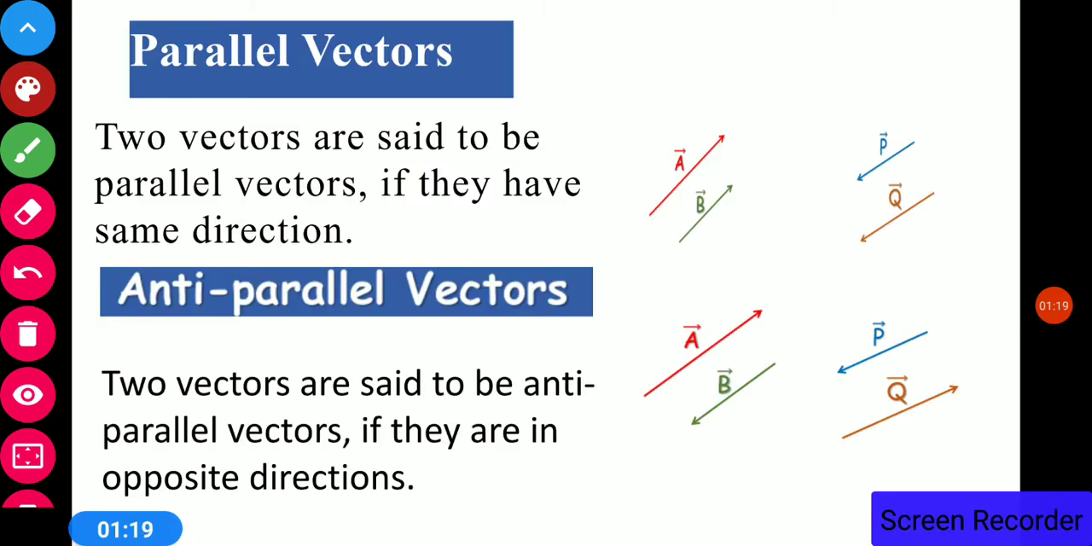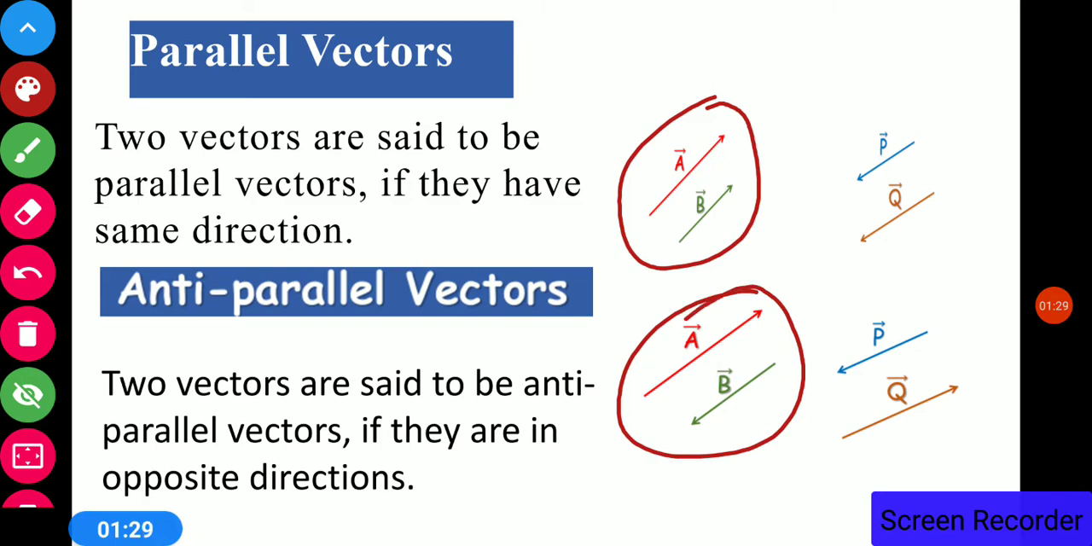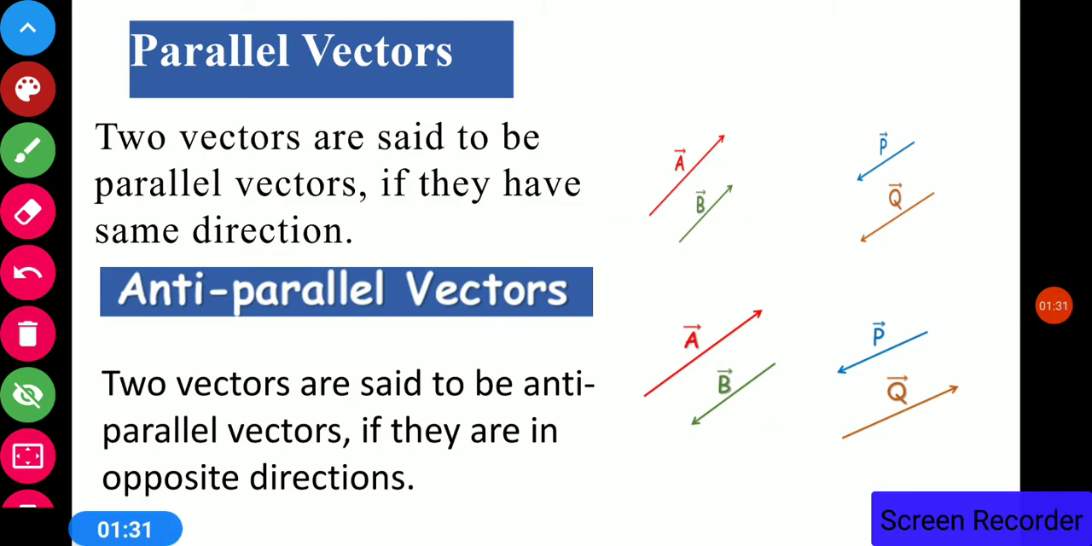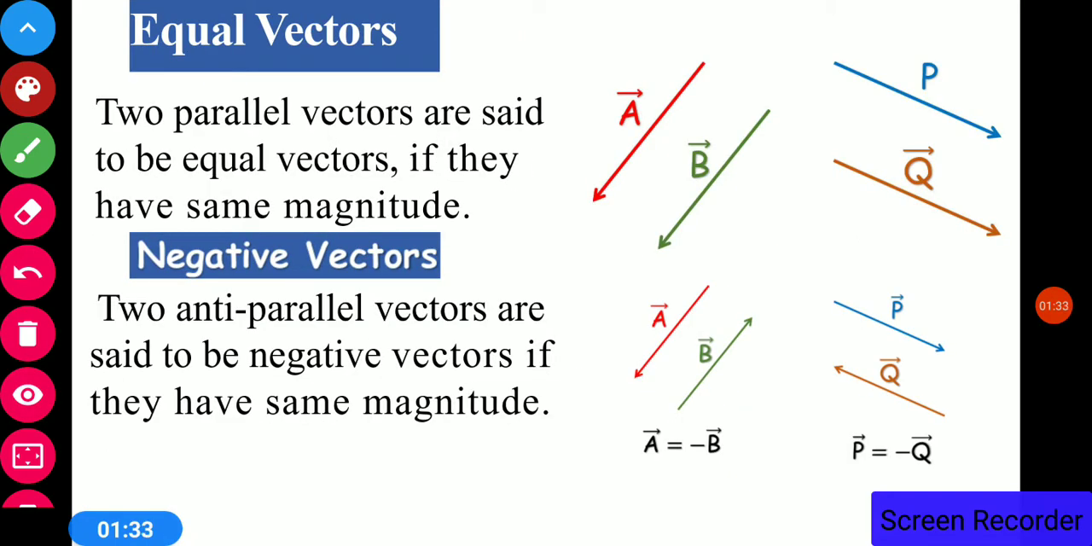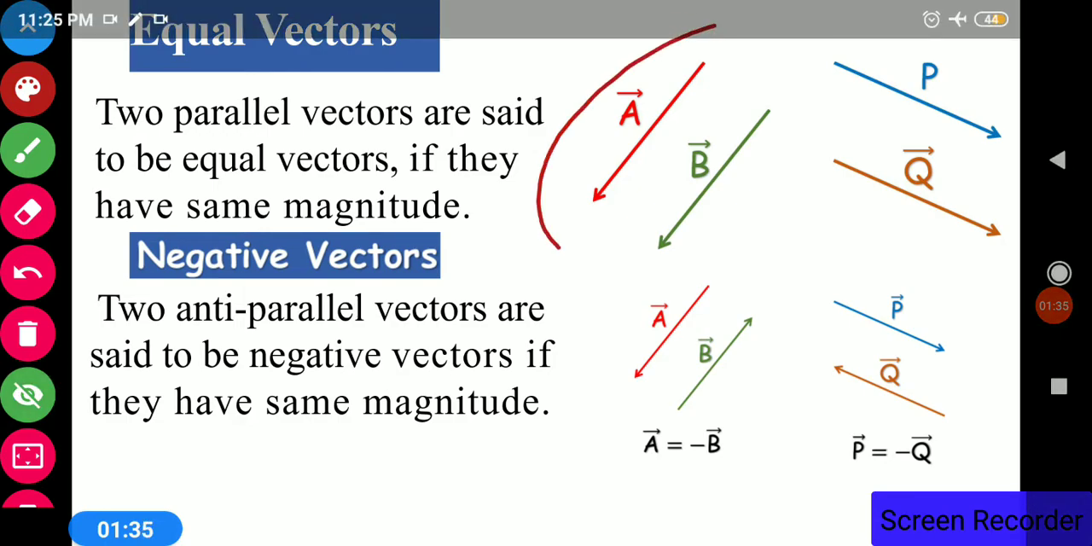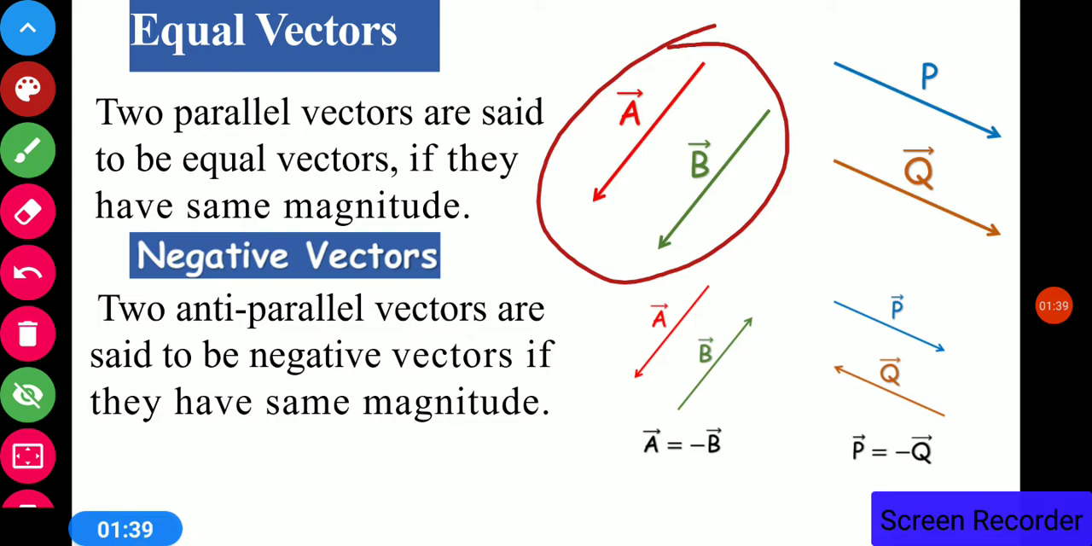Now, types of vector. Parallel vectors: if two vectors are in the same direction, they are said to be parallel vectors. If they are in the opposite direction, they are said to be anti-parallel. If they are in the same direction having the same magnitude, they are equal vectors. But if they are opposite in direction but have the same magnitude, then they are called negative vectors.